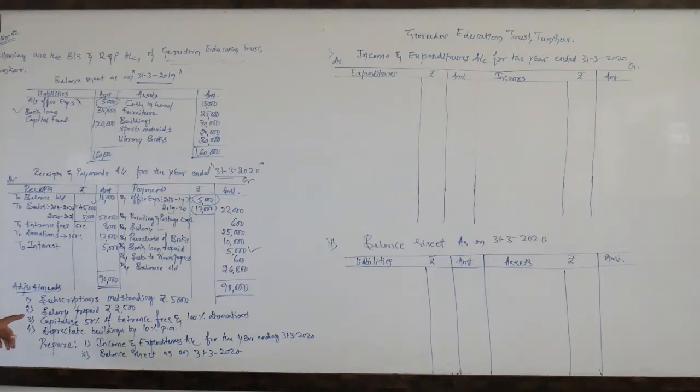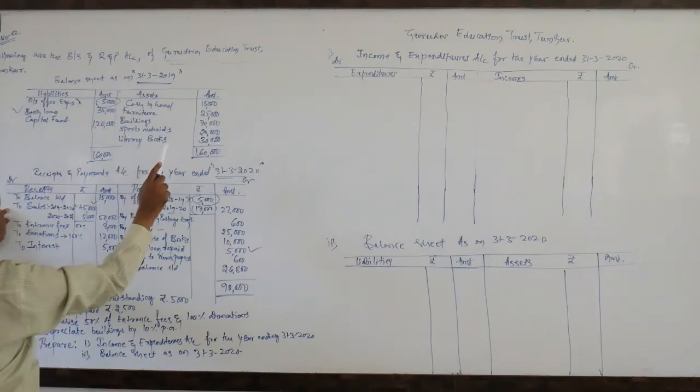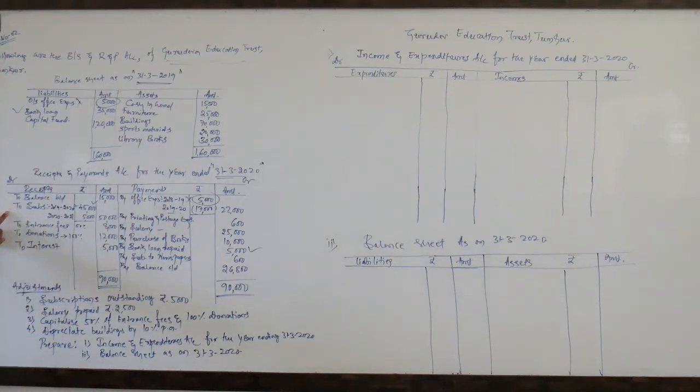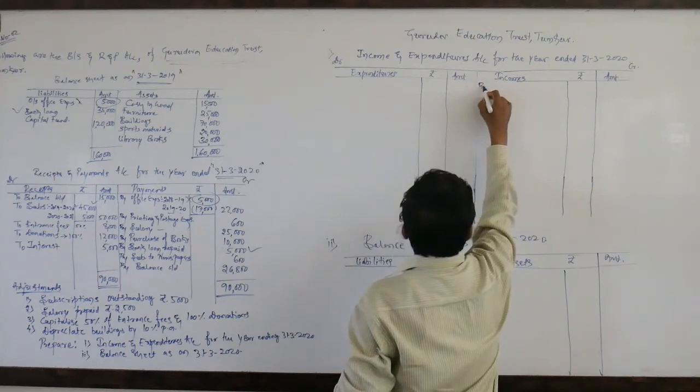Look here, the first adjustment, subscriptions outstanding rupees 5,000. This is the adjustment. So it is directly related to what we have received in the current year in the receipts and payment account. The current year subscription rupees 45,000. Is there any linkage on the asset side? No. Or you can see on the liability side, no. So subscription received current year is rupees 45,000.